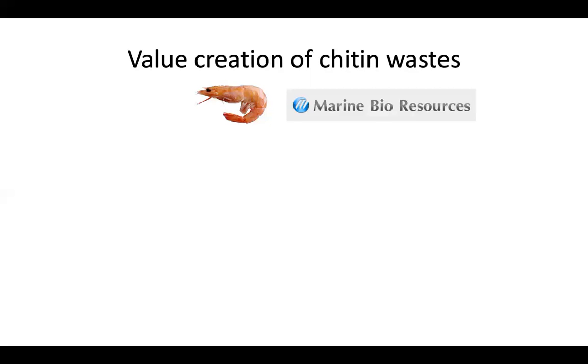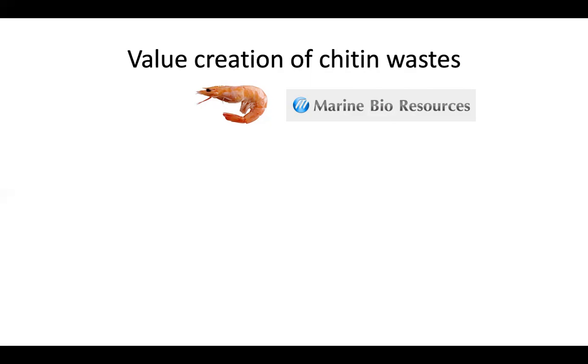This is an example of the value creation of chitin waste. So Monica was saying that insects have chitin. You know, prawn is also an insect. Okay, but people eat this insect for a long time. It's very delicious, but nobody eats the shell. Okay, they throw the shell away.